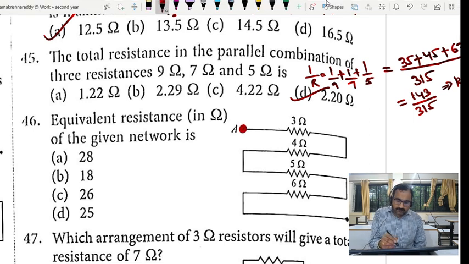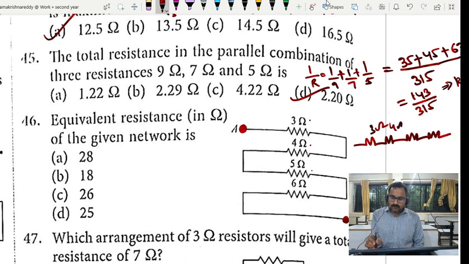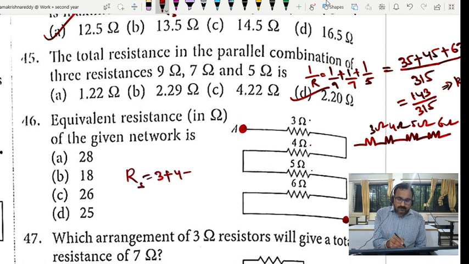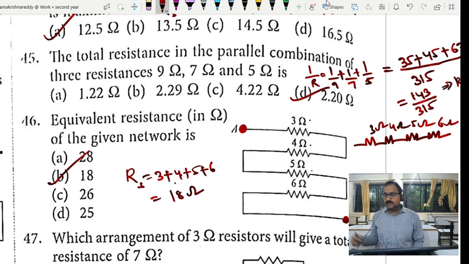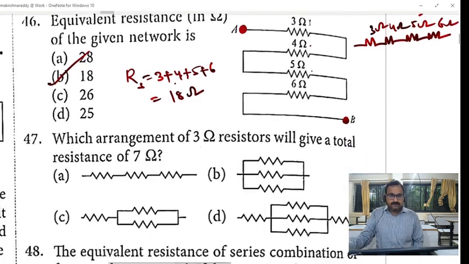This is the starting point, this is the ending point. 3 ohm, 4 ohm, 5 ohm, 6 ohm. All are in series only, right? You can draw in this way. 3 ohm, 4 ohm, 5 ohm, 6 ohm. What is the equivalent resistance? 3 plus 4 plus 5 plus 6: 3 and 4 is 7, 7 and 5 is 12, 12 plus 6 is 18 ohms. That is the next one.